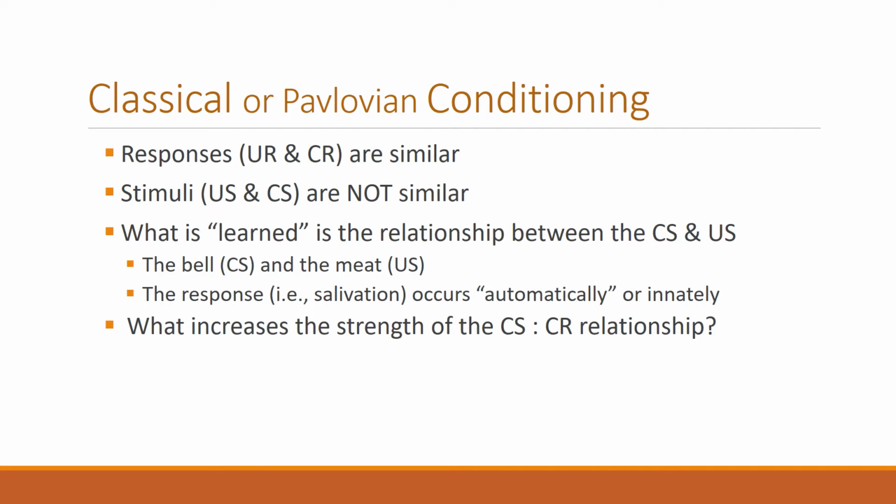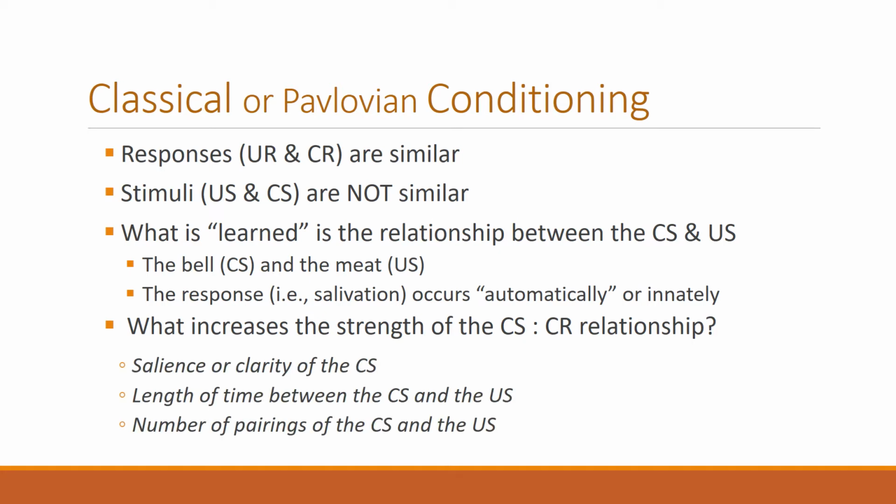So how would you increase the strength of this relationship between the conditioned response and the conditioned stimulus? How would you put this response under stimulus control? Well, there are a couple of things you have to keep in mind. One is the salience of the conditioned stimulus. You have to make it really clear, a very salient, very obvious symbol or stimulus. In Pavlov's case, you use a bell. That's a really good stimulus.